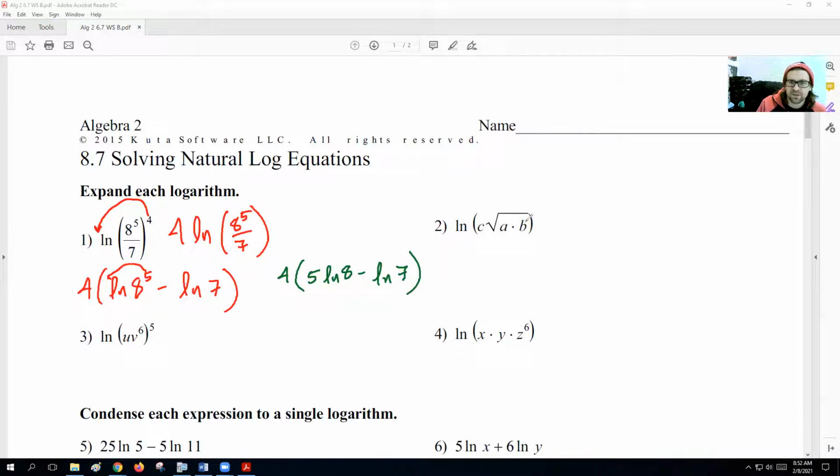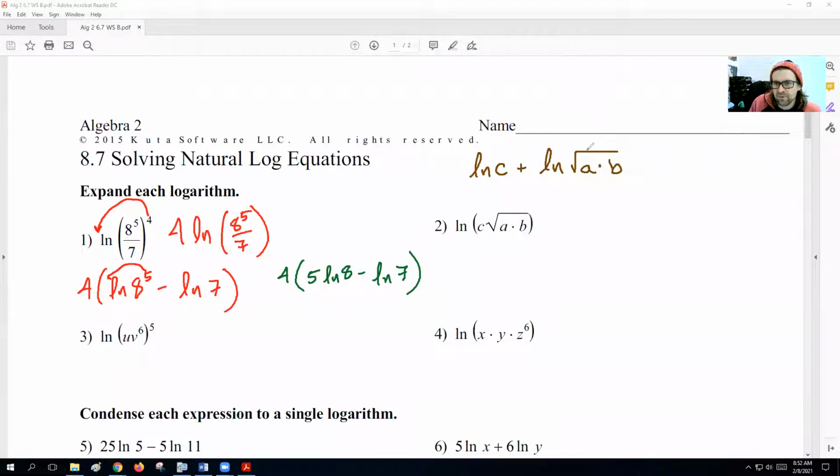All right, let me help you guys out with number 2 here, because this one's a little tricky. So we could break this up into a bunch of addition. We could change this to the natural log, since it's c times the square root, so natural log of c plus the natural log of the square root of a times b. I'm already kind of thinking ahead. ab.